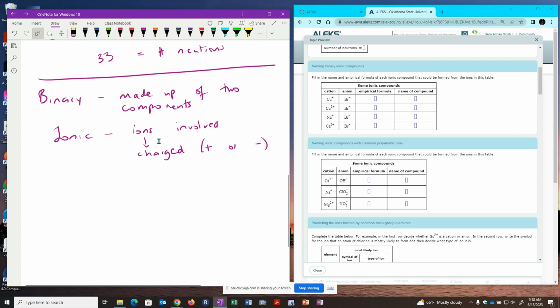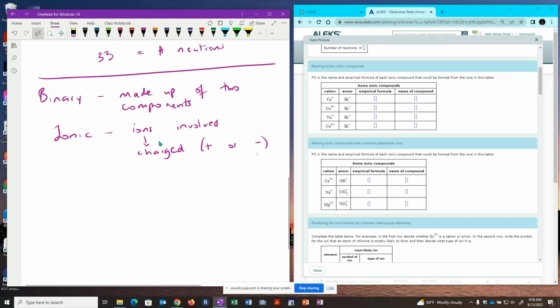And generally in ionic compounds, we're going to see metals and non-metals, right? Those are the two components. The metals form positive ions, and the non-metals form negative ions. And as a result, opposite charges attract, and that's what the ionic bond is that keeps these ionic compounds together.